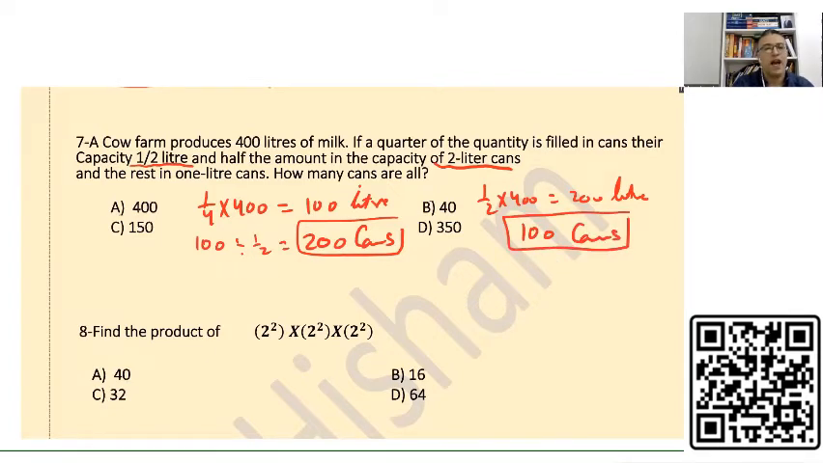What is the remainder now? I took 200 and 100, which is 300, so the remainder is 100 liters. It's going to be filled into cans of 100 liters, so another 100 cans. So 100 and 100 and 100, so the total number of bottles or cans is 400.